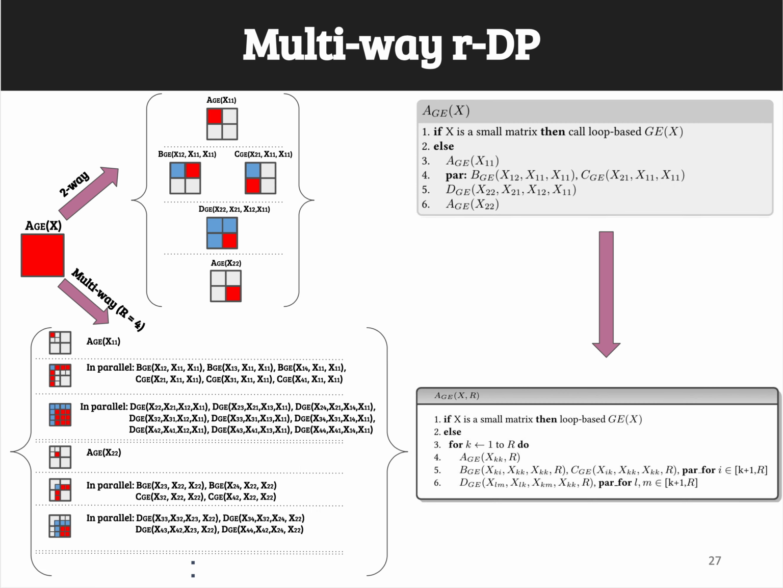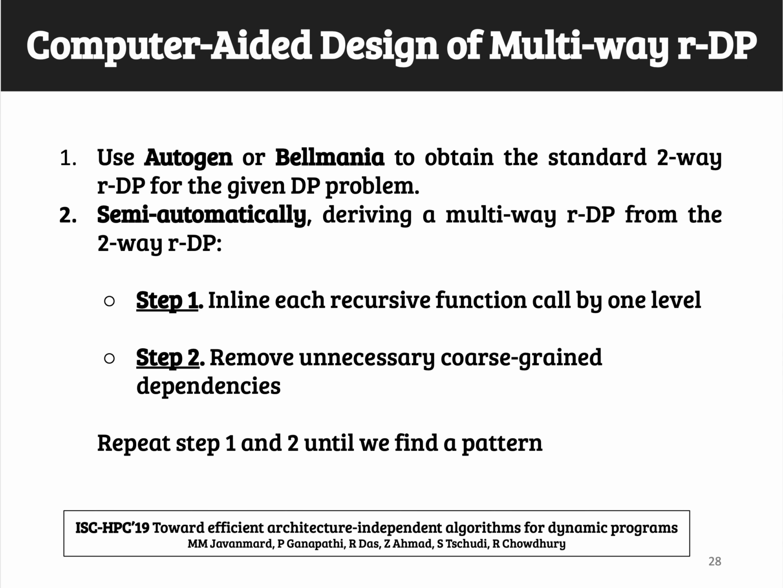Before getting into the details of design methodologies to obtain multi-way R-DP algorithms, let's look at an example. Here at the top, I have a standard two-way R-DP algorithm for the Gaussian elimination problem, which I described in the previous slides. But here at the bottom, I have a four-way recursive divide and conquer algorithm for the same problem. As we can see in this four-way recursive divide and conquer, I divide each dimension of the DP table into 4, and then there are several function calls happening in parallel in each stage. Now, let's look at the first design methodology on how to obtain this algorithm.